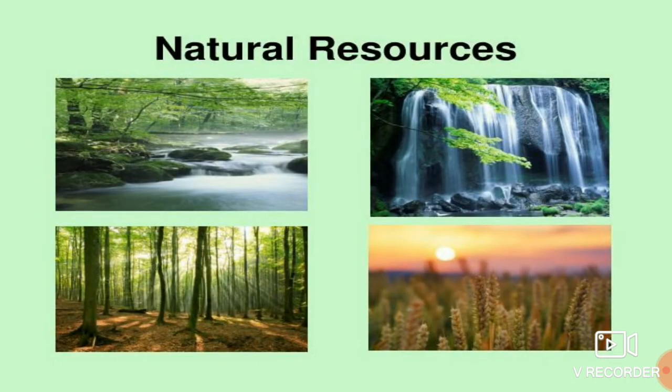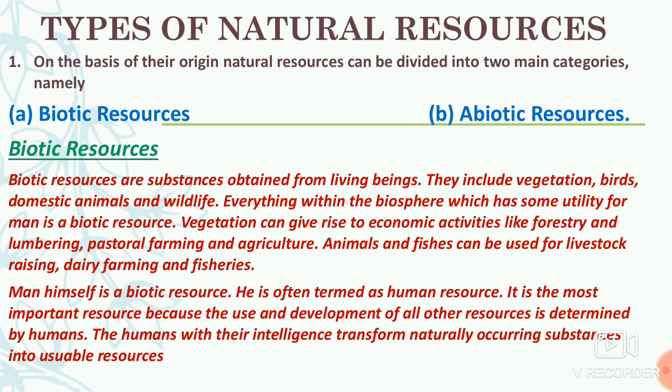These are your natural resources: forest, water, sun. So there are types of natural resources. If I talk on the basis of origin, it is classified into biotic and abiotic. Biotic resources are those resources which are obtained from living beings.